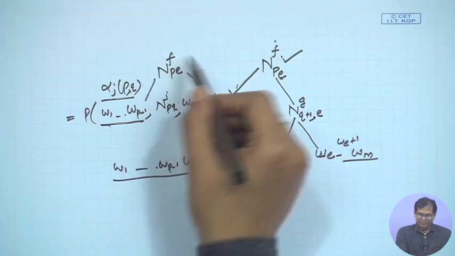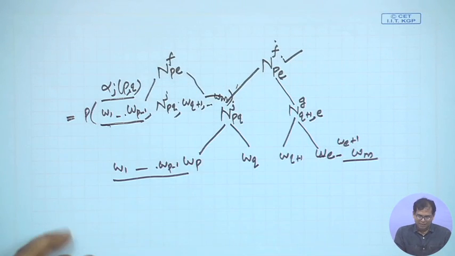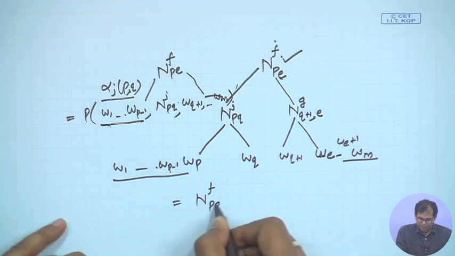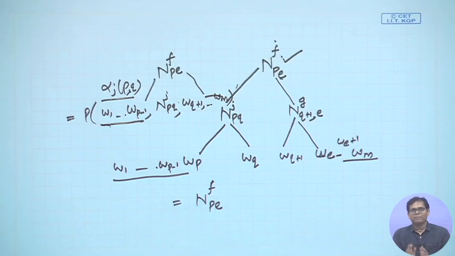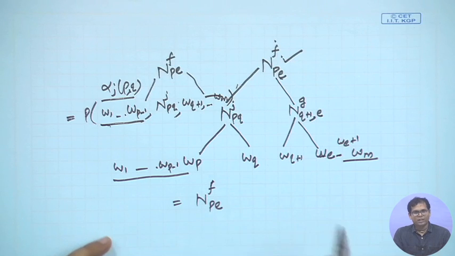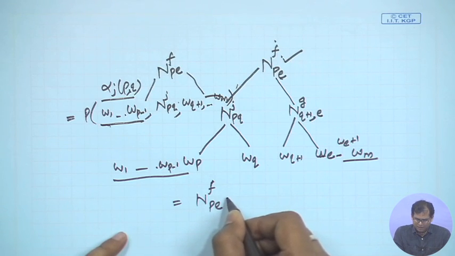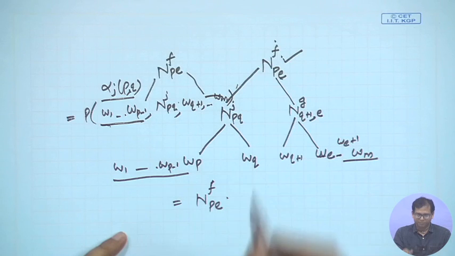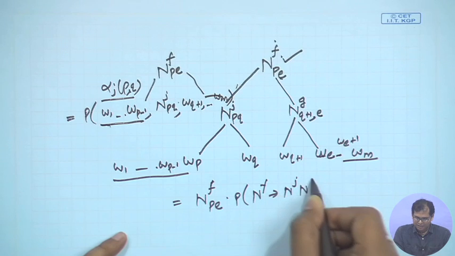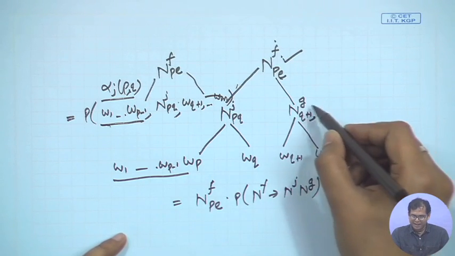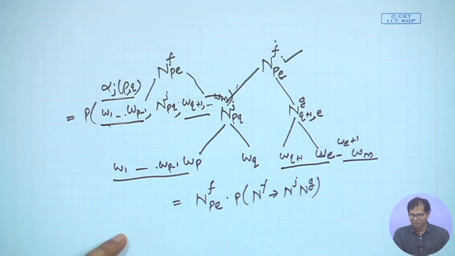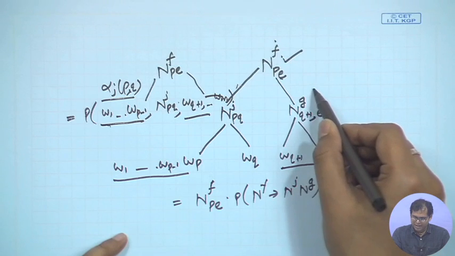So, how do I write it in terms of N f p e? I will say this is N f p e. Although there may be different possible N f p e's, we will do the summation over that later, times the probability of this rule, probability N f gives you N j N g. Already we have come here, and this is deriving w q plus 1 to w e, because I need these probabilities also. Now how do I write down this expression?